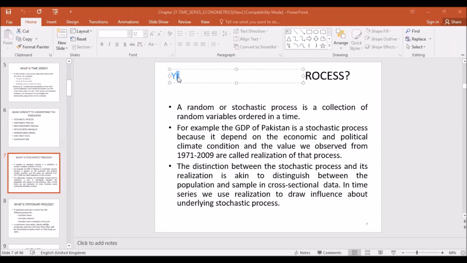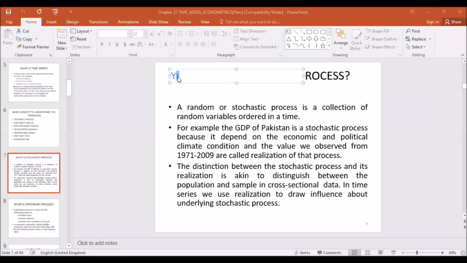What is the concept of a random variable? It is simple. A random variable is a set of possible values from a random experiment. I will try to explain it with an example. For example, in what sense can we regard GDP as a stochastic process, GDP as a random variable? How can we explain it?